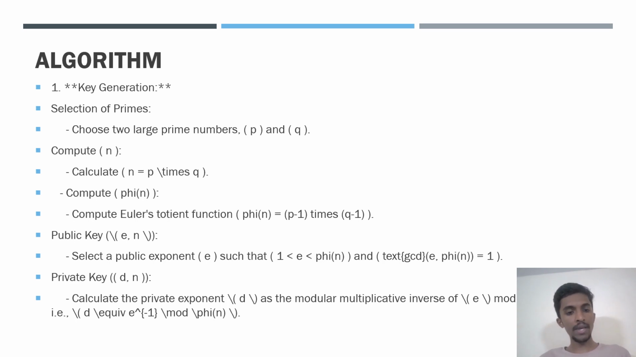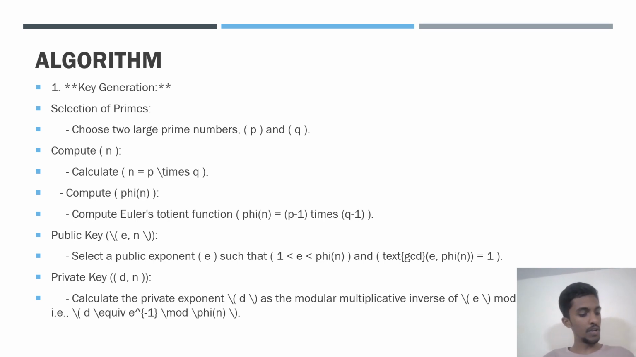We need to consider the public key (e, n). Select the public component e such that 1 < e < phi(n) and gcd(e, phi(n)) = 1. The private key is (d, n), where we calculate the private component d as the modular multiplicative inverse of e modulo phi(n), like this: d ≡ e^-1 mod phi(n).